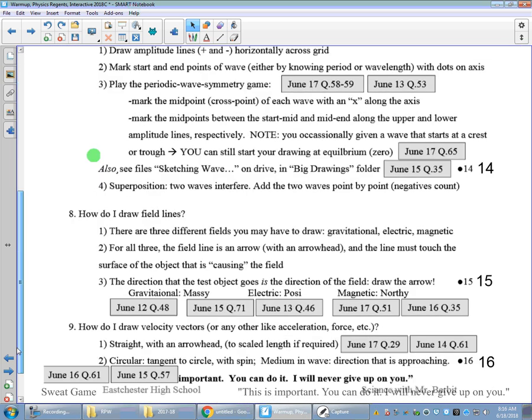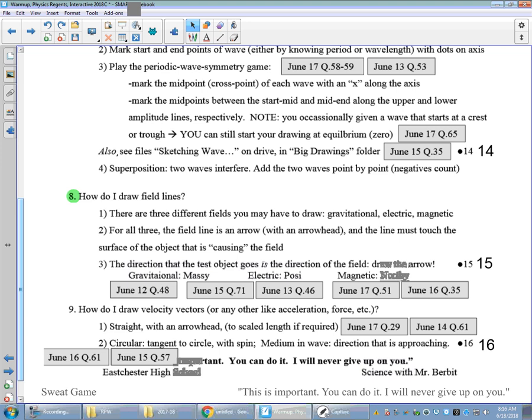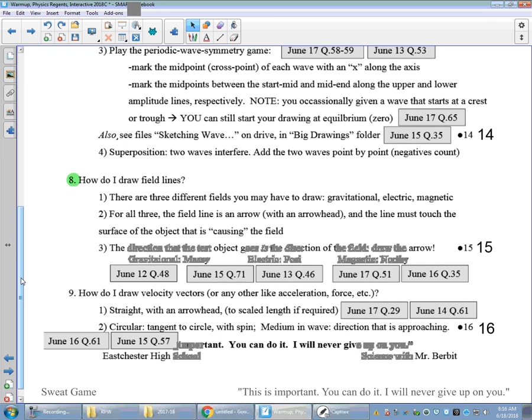How do I draw field lines? This is a pretty easy one. Now, the thing to watch out for, there are 3 different fields, and occasionally the exam likes to check that you know which one they're talking about. For all of them, the field line is a vector. They're all vector fields, and it's always an arrow with an arrowhead. And you must touch the surface of the object.